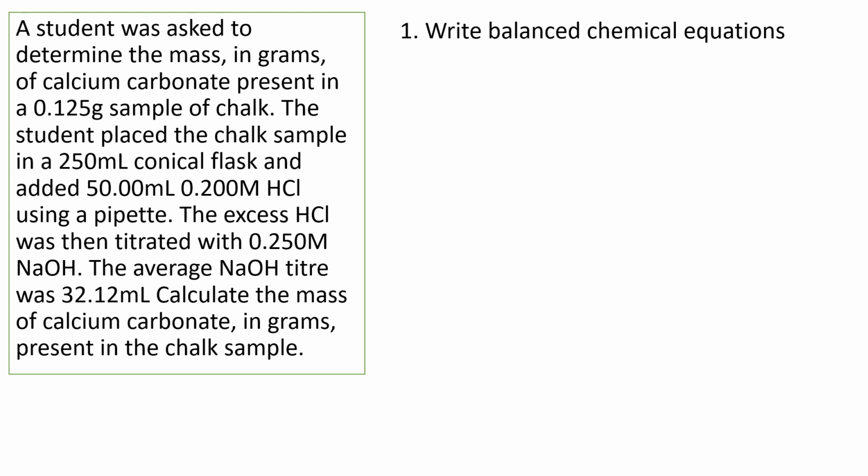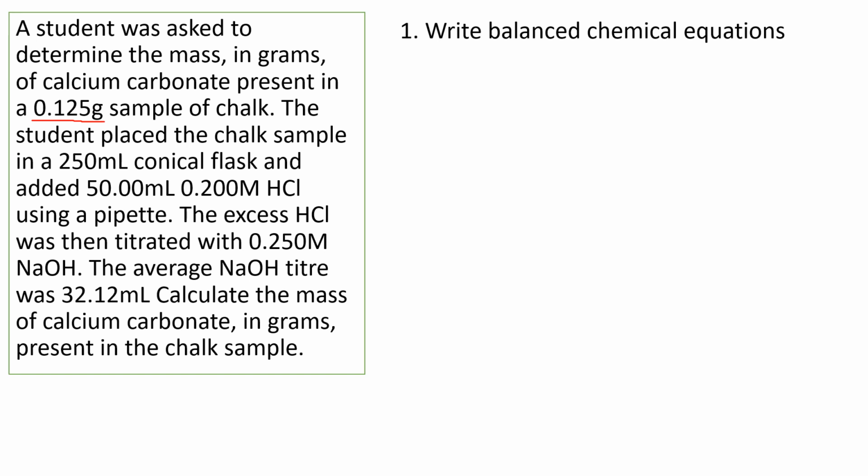Let's have a look at the question first, and we'll highlight some of the key points from it. So it says a student was asked to determine the mass in grams of calcium carbonate present in a sample of chalk, and you're told that the chalk has a mass of 0.125 grams. And the student placed the chalk sample in a 250 ml conical flask and added 50 ml of 0.2 molar hydrochloric acid. Now, the volume of the conical flask is kind of irrelevant, to be honest, looking at this question. We don't need to worry too much about that.